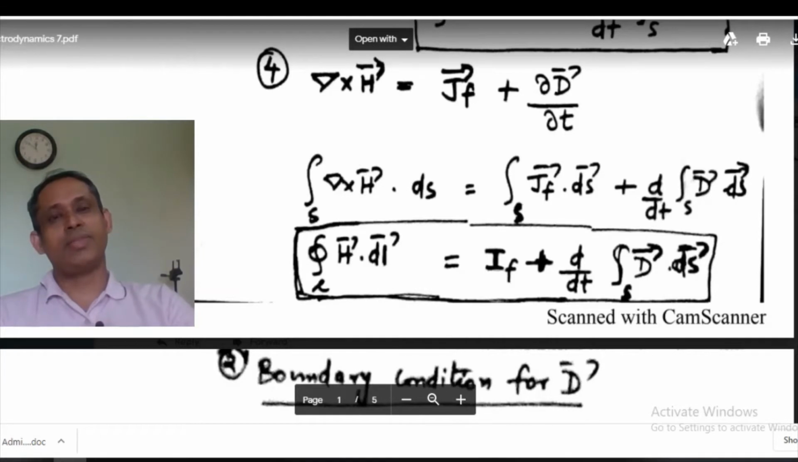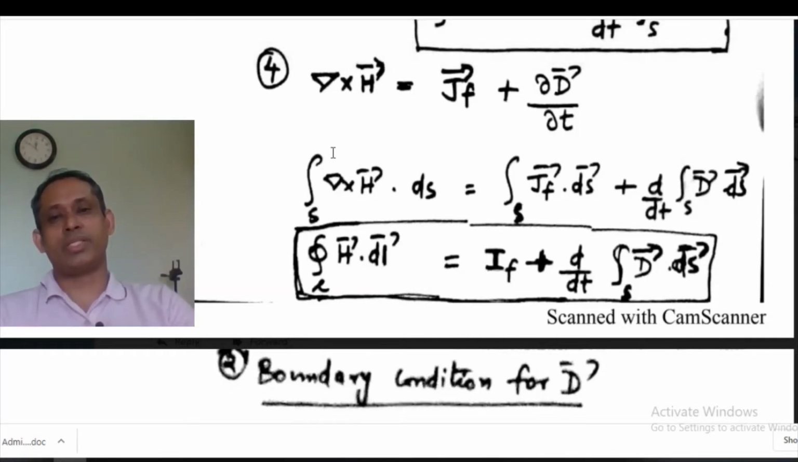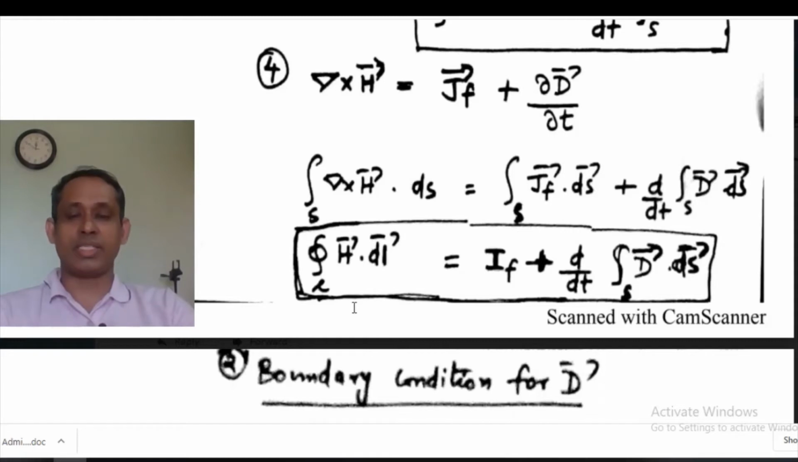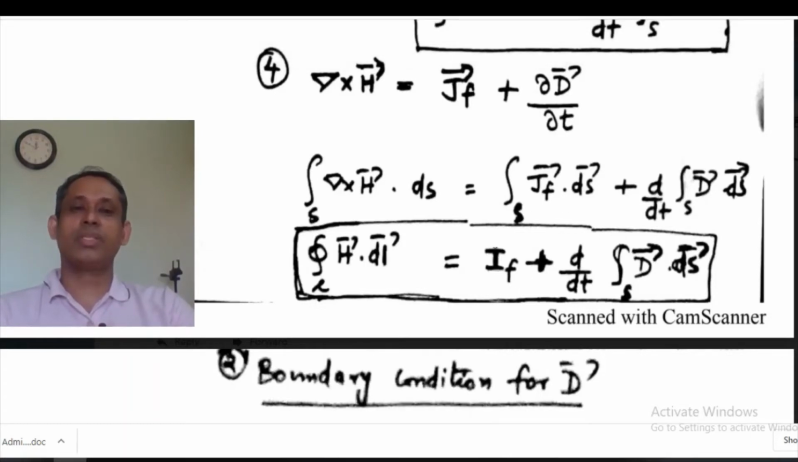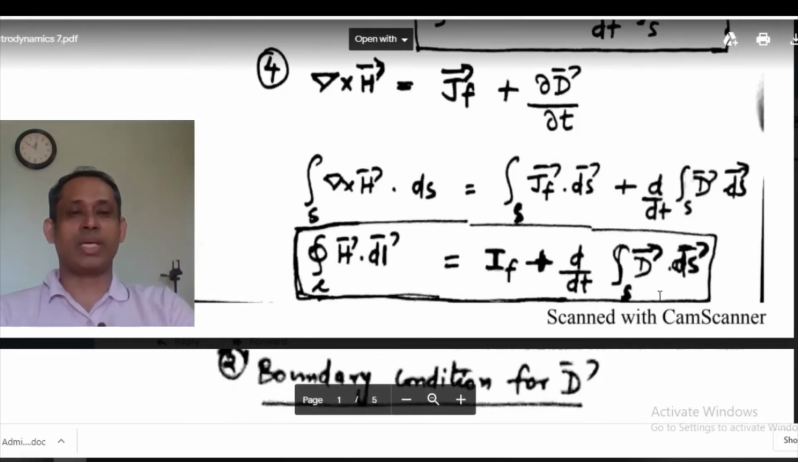As we did in the previous equation, we are converting this del cross H surface integral of del cross H dot ds into a line integral. So we have the line integral H dot dl here, and this one, integral surface Jf dot ds, becomes the free current, because what we have is the current density, the current per unit area. So we take the surface integral, so we have this I f, free current, and then we have d by dt of integral surface D dot ds.